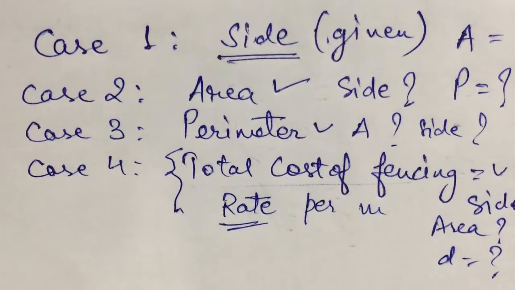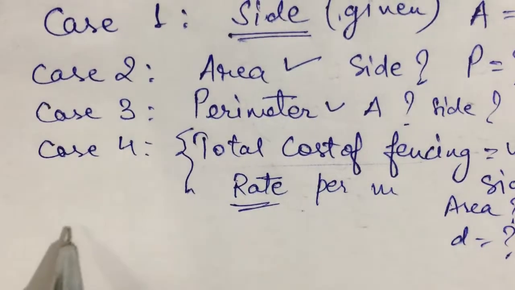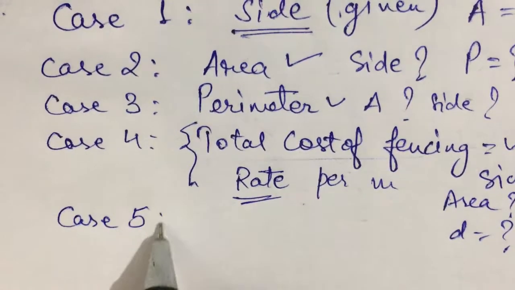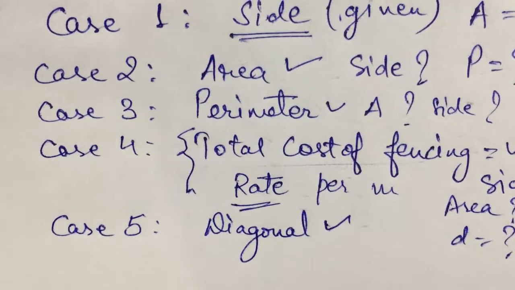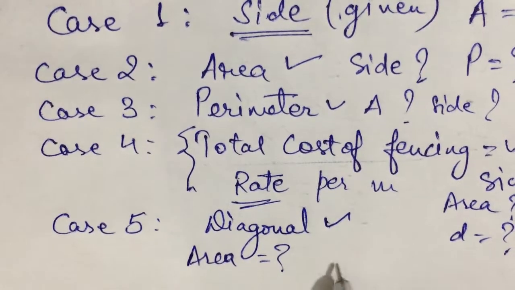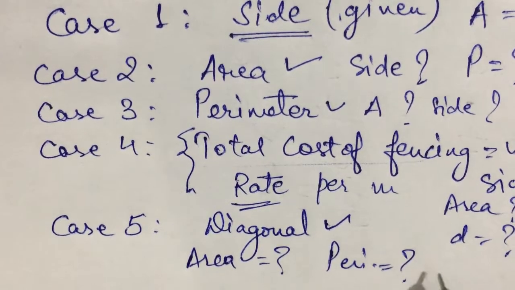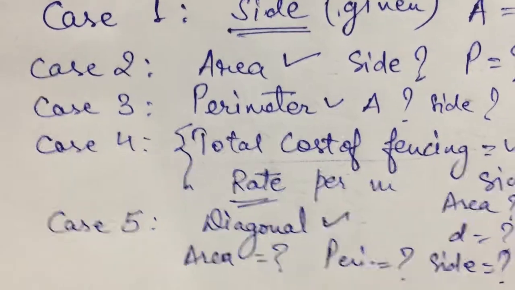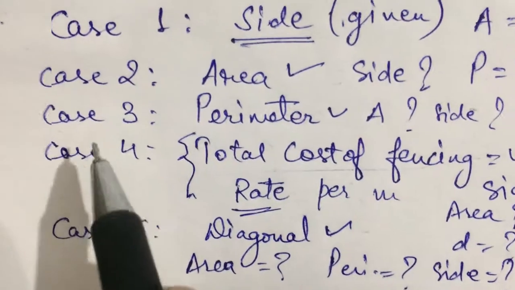One more case is given, the 5th one, when a diagonal is given to you. They'll give you the diagonal, and you have to calculate the area, perimeter, and side. These are the things you have to calculate with the help of the given information. So these are the 5 different cases.